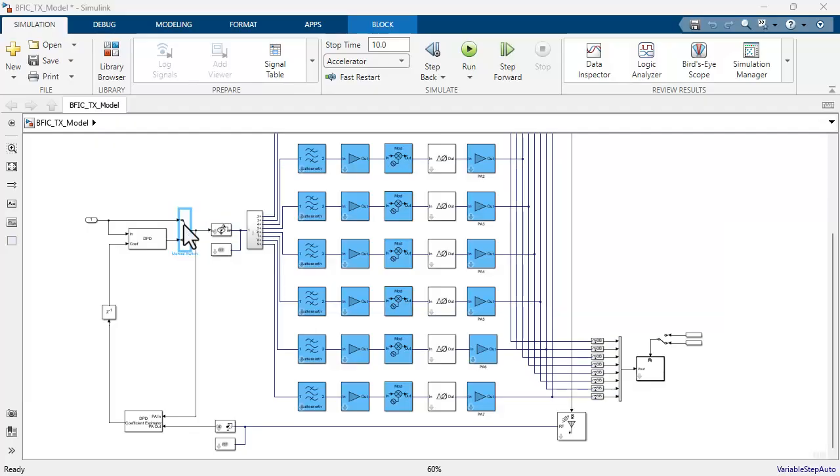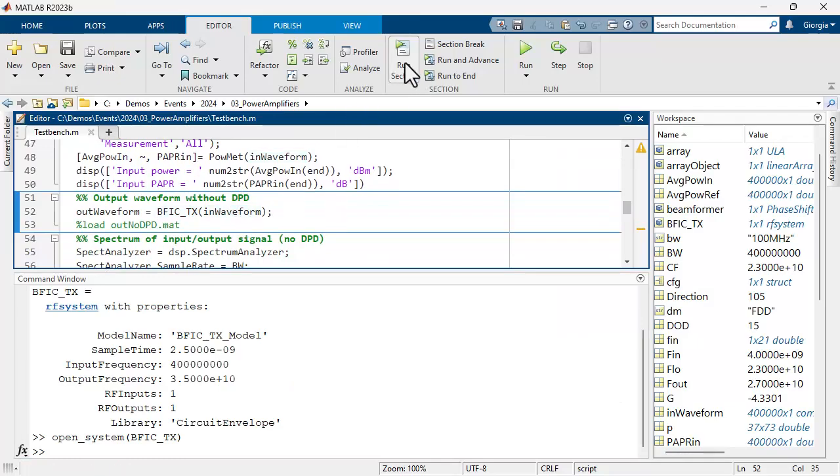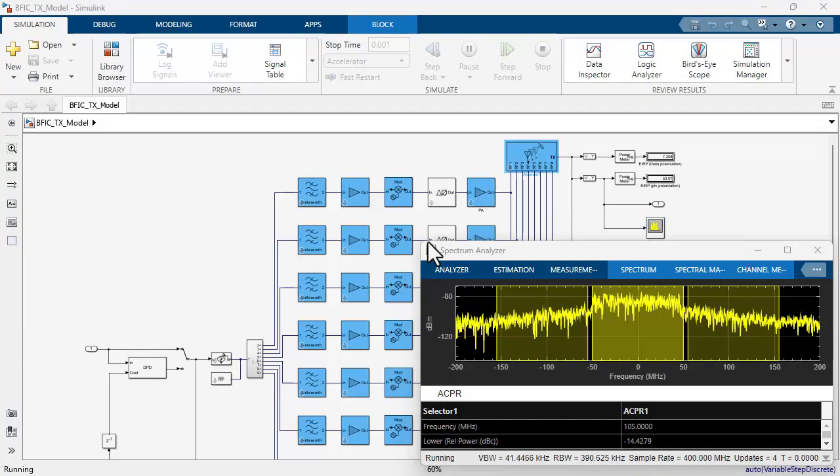So when we run the simulation, you can see here from our MATLAB test bench, we just pass the input waveform to our model, and we get the output waveform at the output. As we run the simulation, for example, we can inspect the spectrum analyzer to see the spectrum of the signal as it gets streamed through our transmitter.